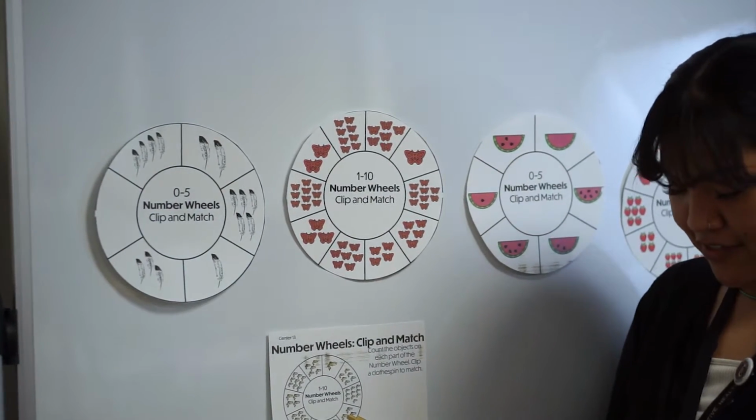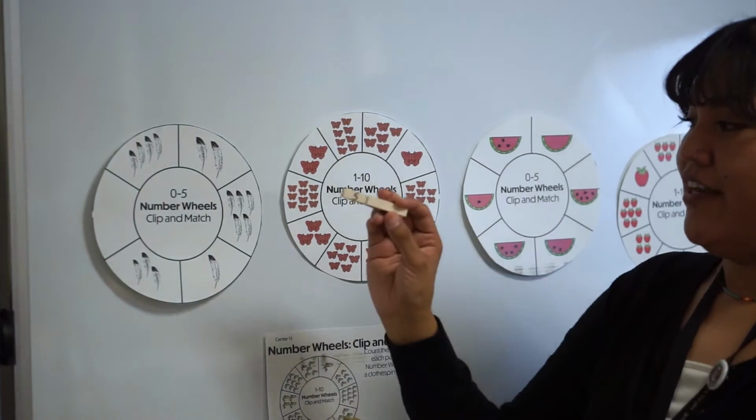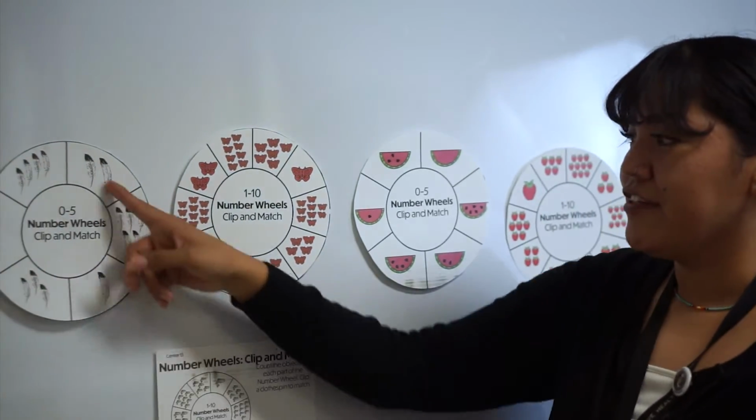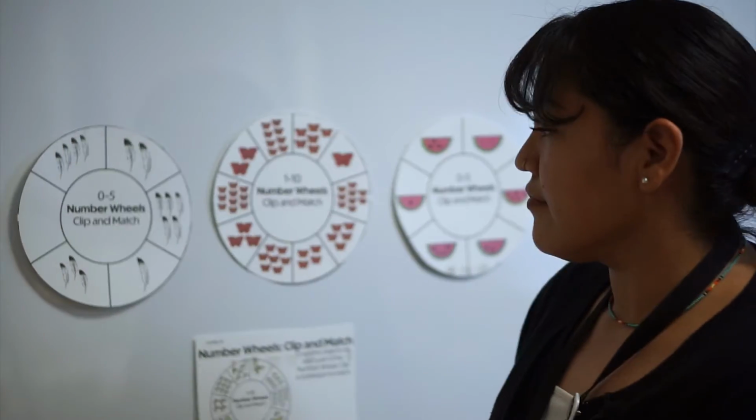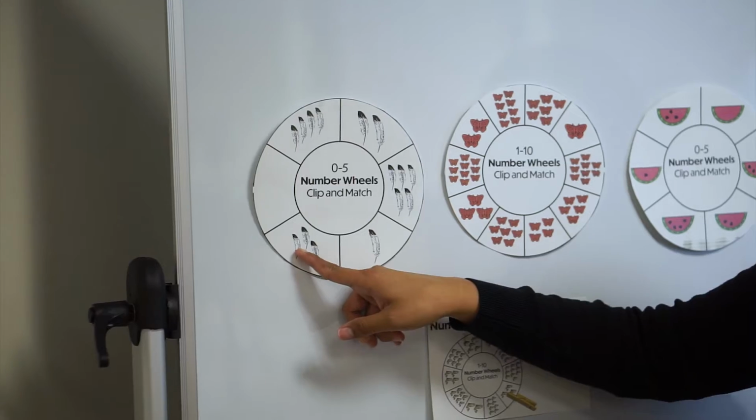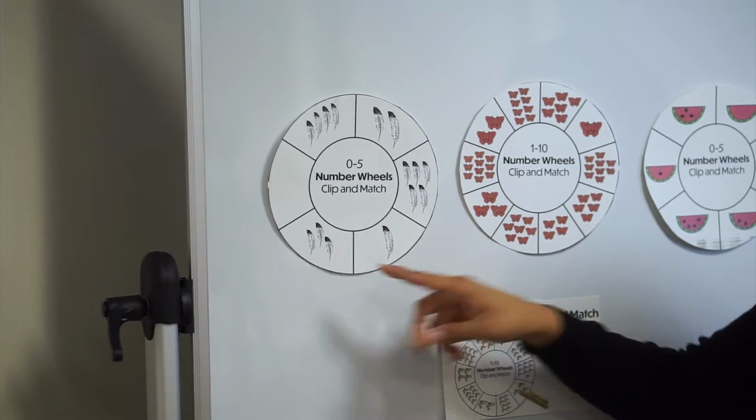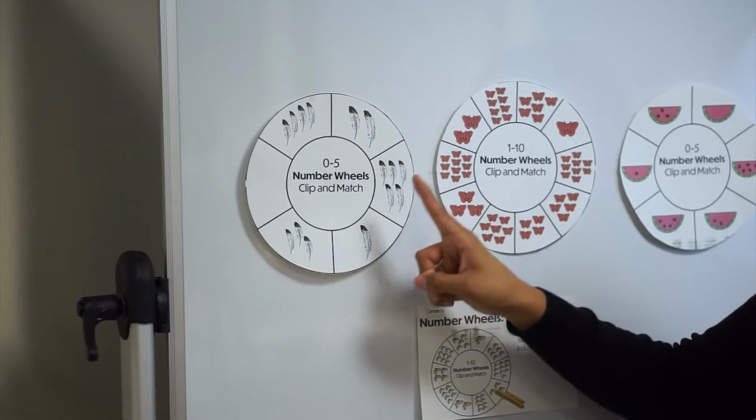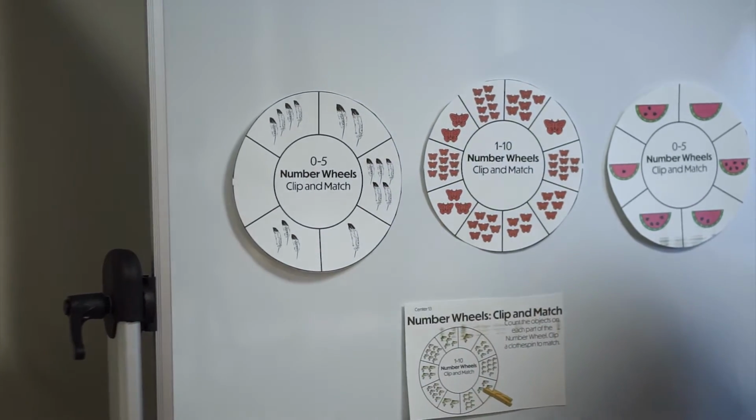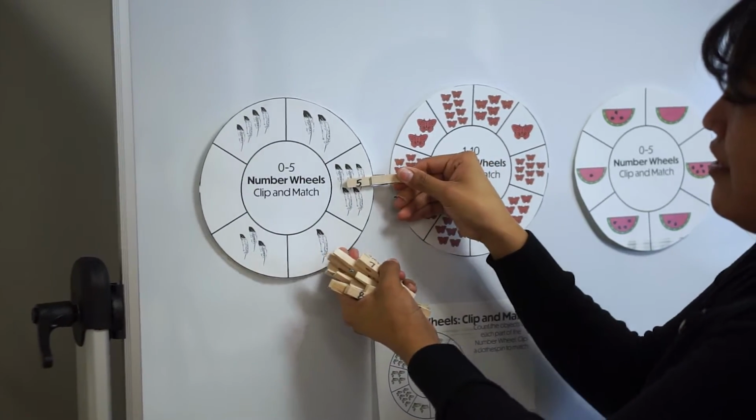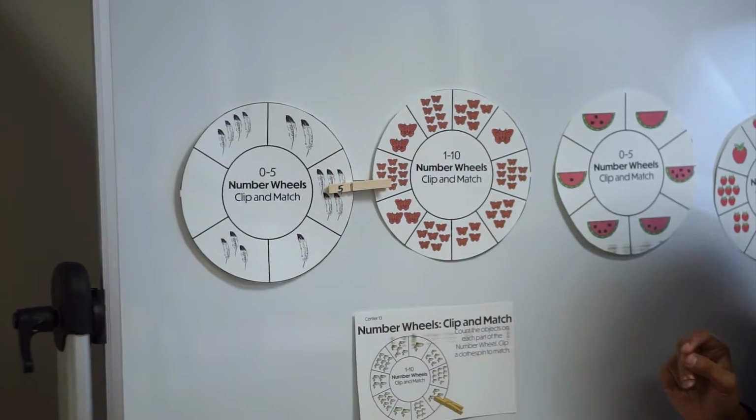All right, I picked 5. So let's look for the feathers that have 5. So this one has 1. We go over here, 1, 2, 3. Can't be that one. Let's go to this one. Has 1, 2, 3, 4, 5. So we're gonna put our clothespin where it has 5 feathers.